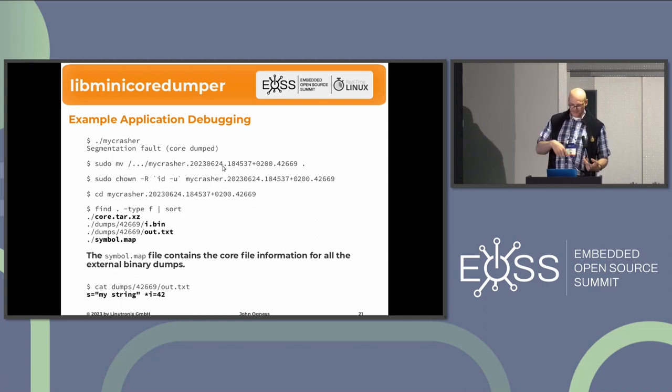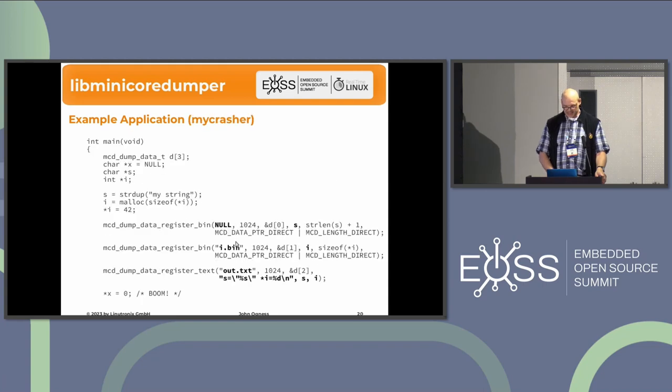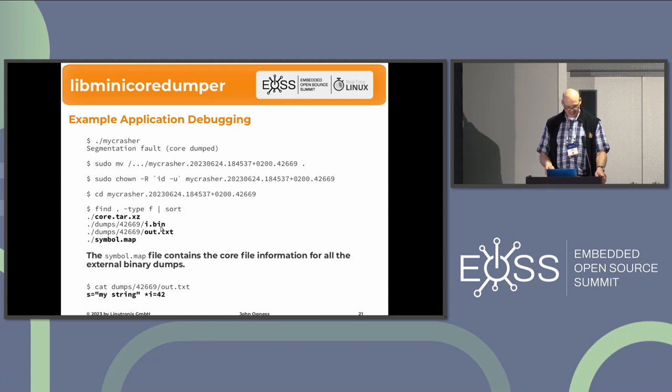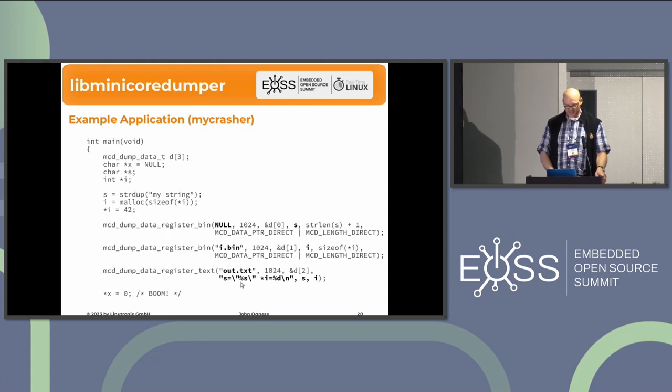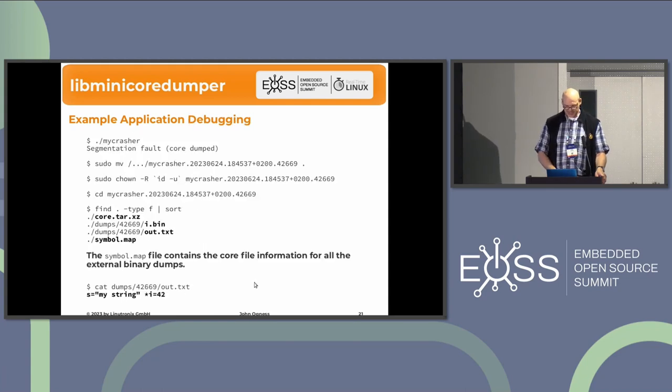We're going to go ahead and move to the crash directory, like var crash minicore dumper, which is the name of the directory that's created. I'm going to change permissions so I can look at it as a normal user and look at what's in there. Yeah, so we see we have this compressed core file. We have this i.bin that we said we wanted. That's this I variable that we wanted externally saved. And we have the out.txt. That's this text file that we wanted to generate with some data in it.